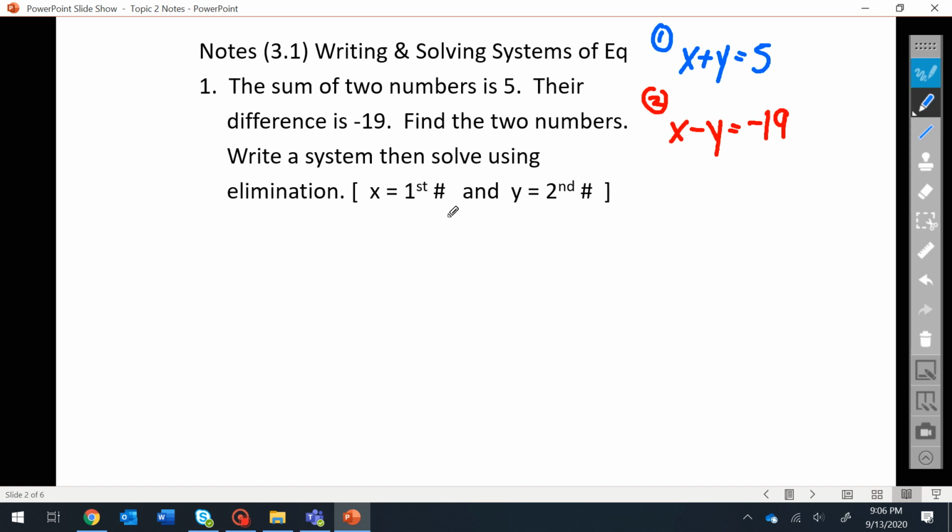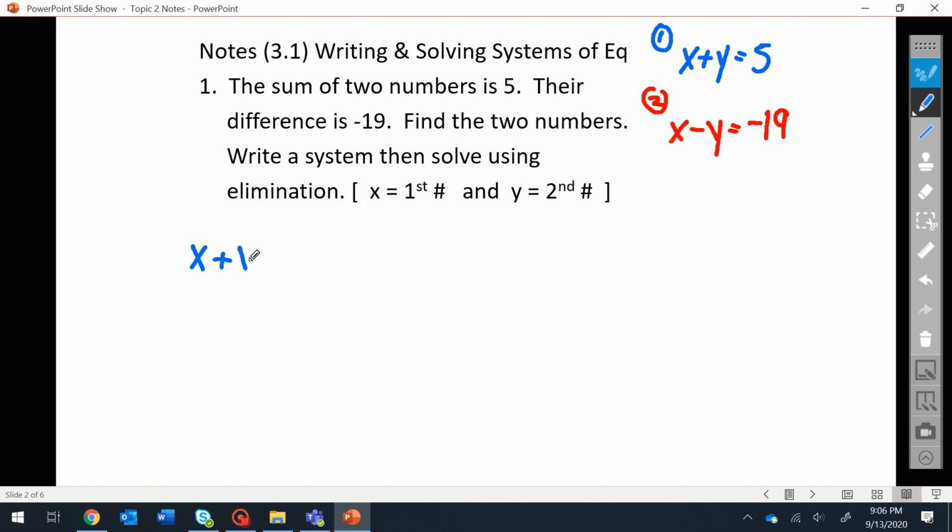Alright, so to use the elimination method, we want to add these equations together and make one of the variables eliminate when we do that. And for that to happen, the variables have to have opposite coefficients. They have to be opposite. And in these equations, the x's are the same, but the y's are opposite. Positive y and negative y will cancel when we add them together.